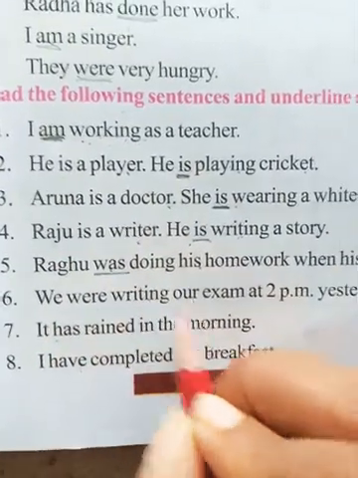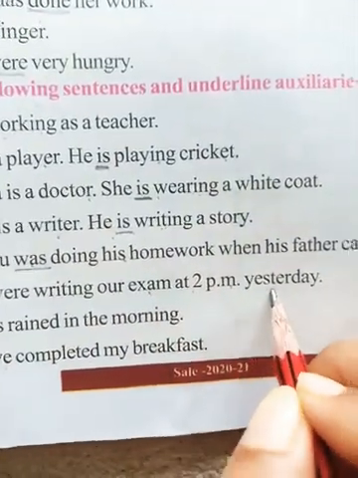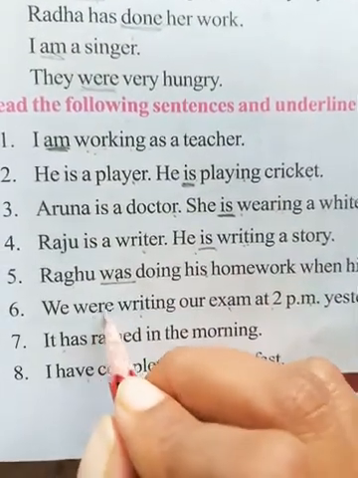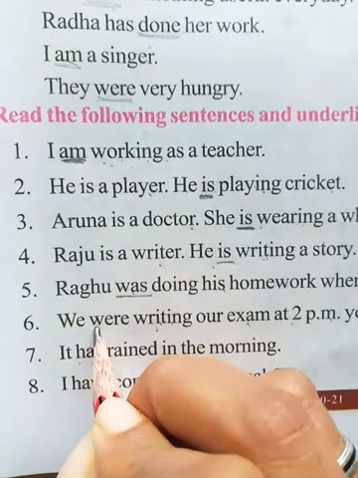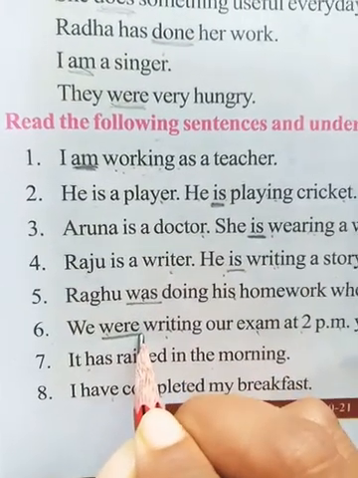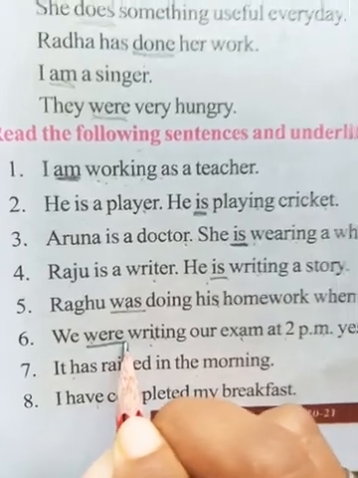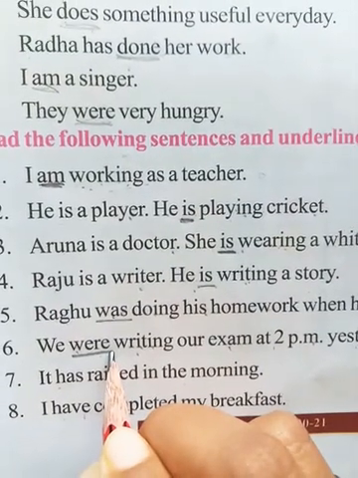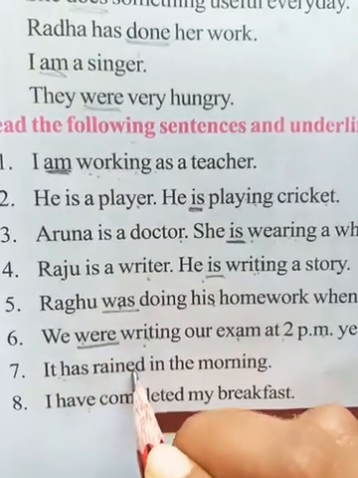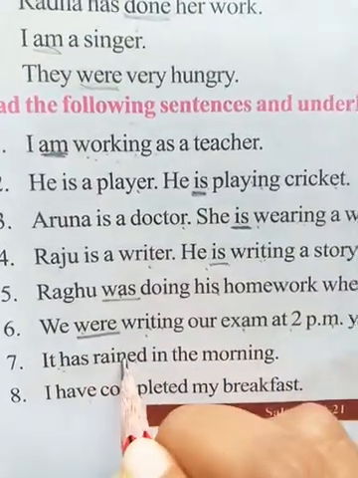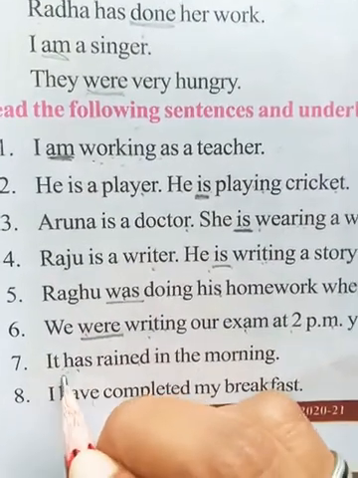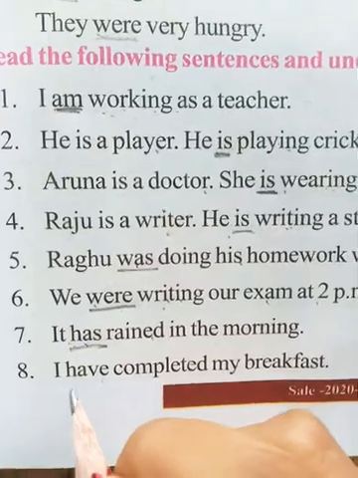We were writing our exam at 2 p.m. yesterday. Writing is main verb and the word which is helping main verb is were. So were is auxiliary verb. Easy, children. If you listen interestingly, then you can get it interestingly. Okay. It has rained in the morning. Rain, it is verb, and has is helping the main verb. So has is auxiliary verb. Underline it.